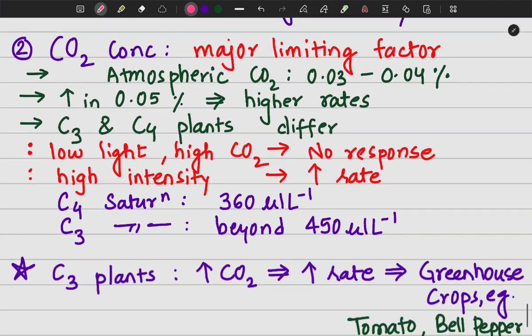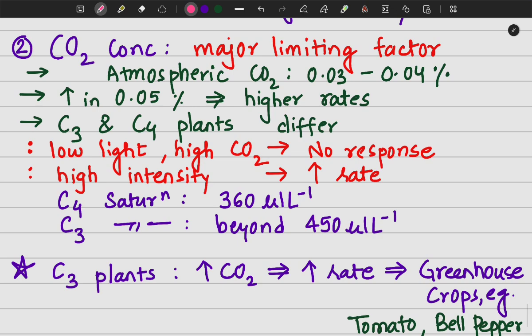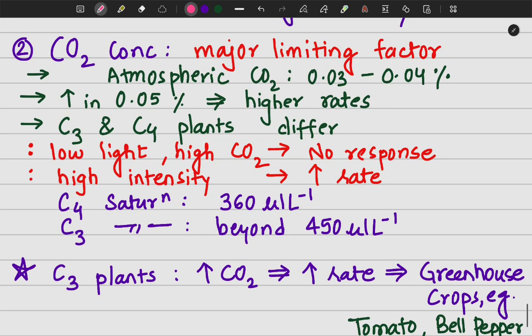Moving on to the next external factor, which is the carbon dioxide concentration. Now, carbon dioxide concentration is the major limiting factor here. Why? Because in the atmosphere, the level of carbon dioxide is only 0.3 to 0.4%. So the concentration of carbon dioxide is very low in the atmosphere. Hence, it is the major limiting factor for photosynthesis. Now, it has been reported that if we increase the concentration to about 0.05%, the plants start to show a higher rate of photosynthesis.